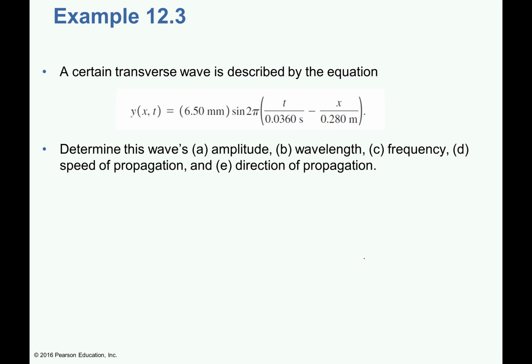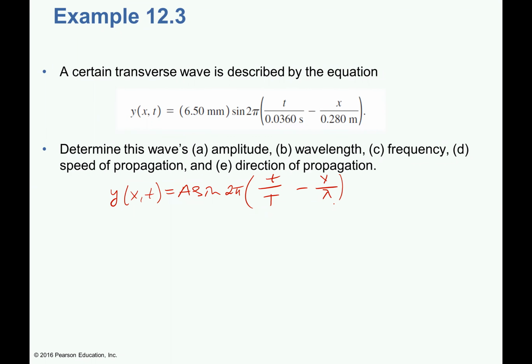That means you have a wave as a function of time. Its equation is 6.50 millimeters sine 2 pi, then in the argument is t over 0.036 seconds minus x over 0.28 meters. Now, the way you can figure out some of those terms is by looking at the general equation, where y as a function of x and t equals the amplitude, then sine, then 2 pi, then t over the period, minus x over the wavelength. So that was the general equation.